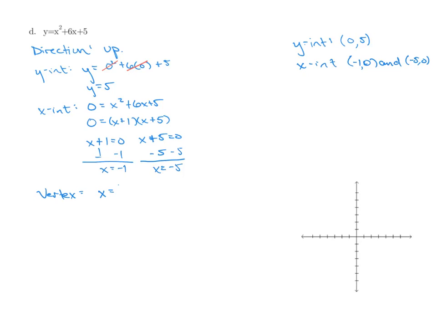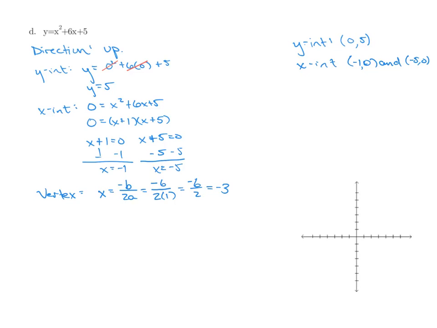We're going to use the equation x equals negative b over 2a. B is our second term, so we're going to use negative 6 over 2 times a, where a is the coefficient of x squared. We get 1. And if we go ahead and simplify this, we get negative 6 over 2, or negative 3. All right, that's our x coordinate.